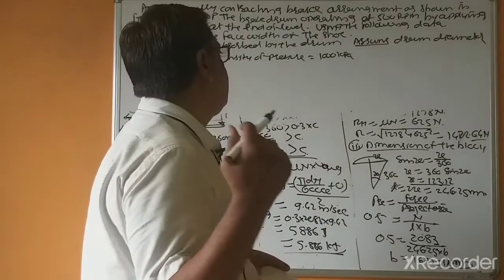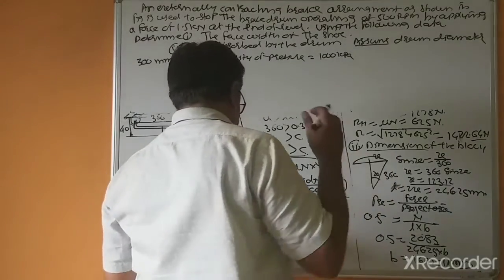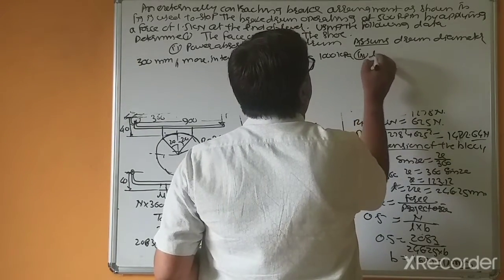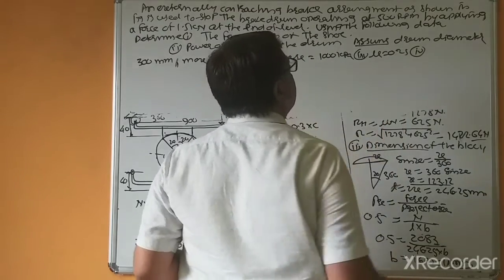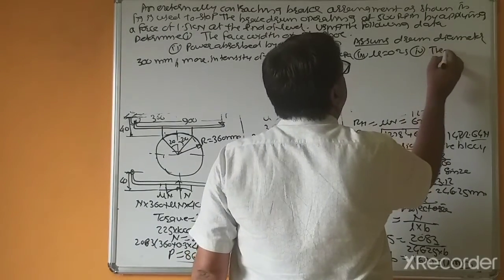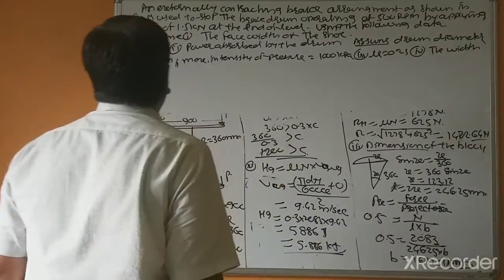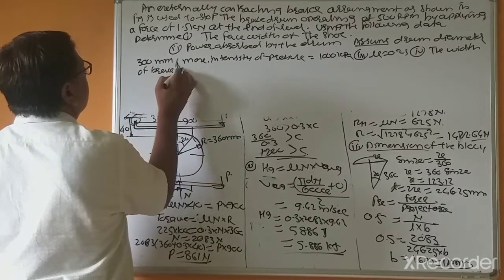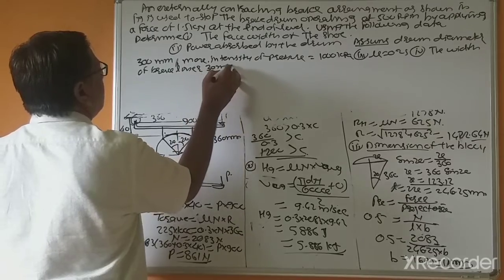Kilopascal means newton per square meter divided by 1000, so this is for confusion purpose. This is given, mu equal to 0.25 and the width of brake liner 30 mm.